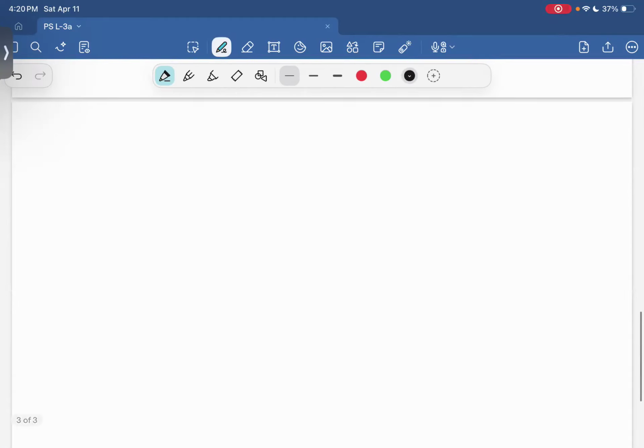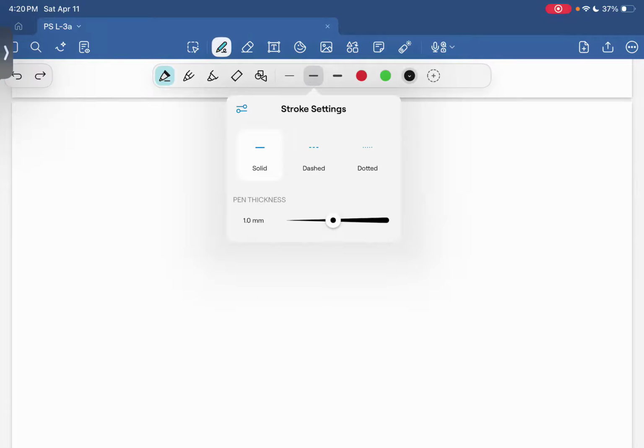I feel like I'm writing too small, so I'm going to make it thicker. Well, it's too thick, isn't it? Question, what did I just do?